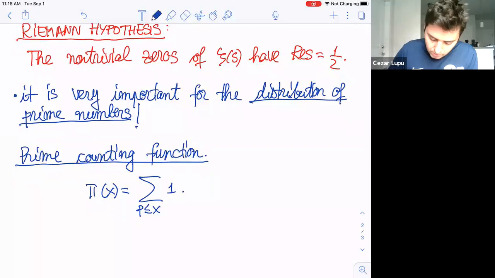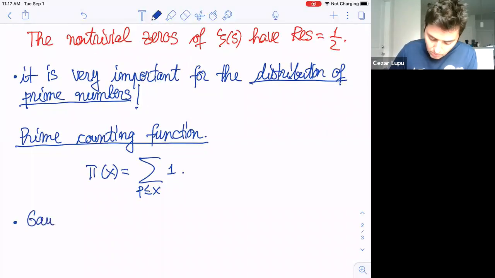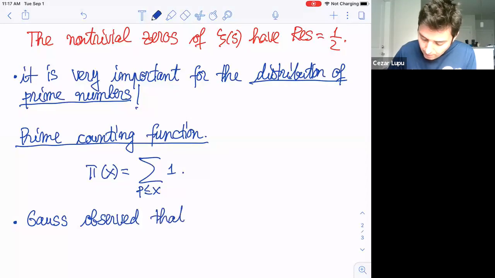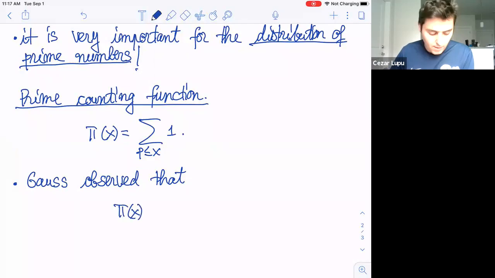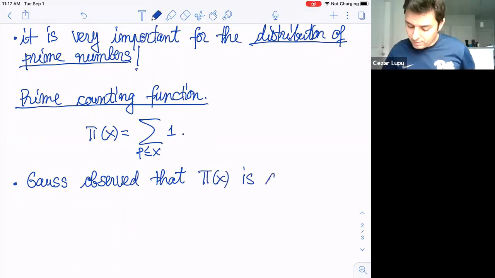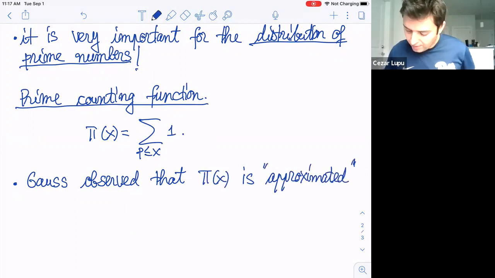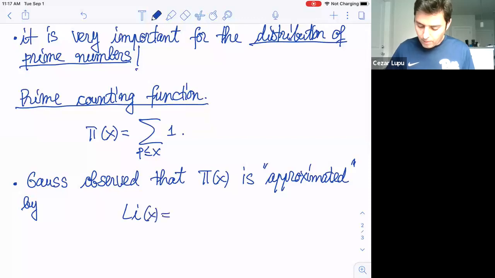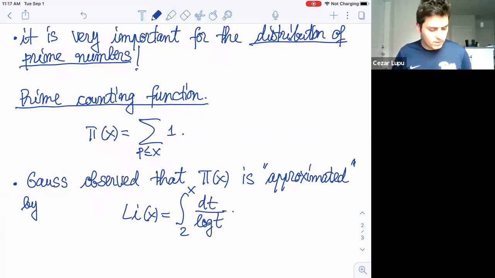And what we know, and I will again go back into history, Gauss was the one who empirically observed that this pi of x is, let's say, well approximated, as he said, by the logarithmic integral, the integral from 2 to x of dt over log t. Anyway, some people define it from 0 to x, it doesn't really matter.